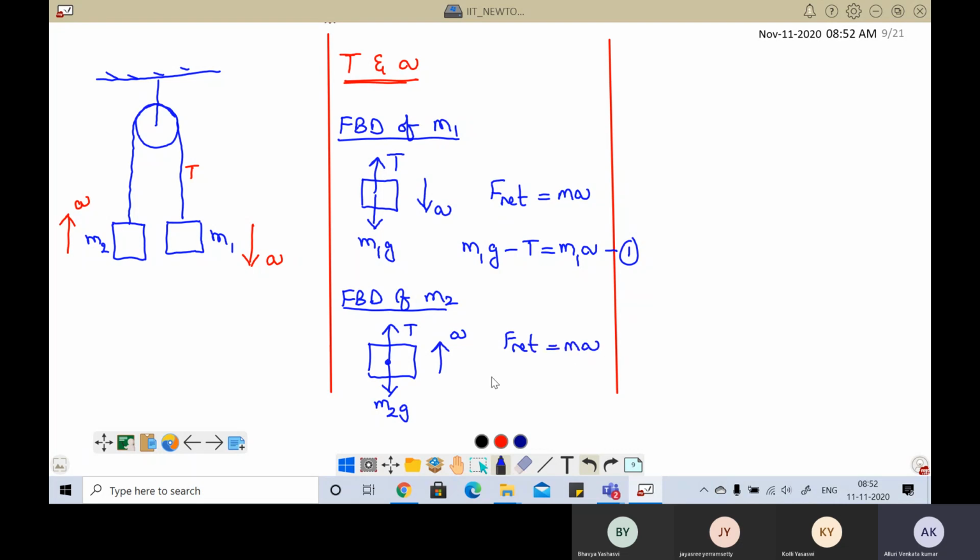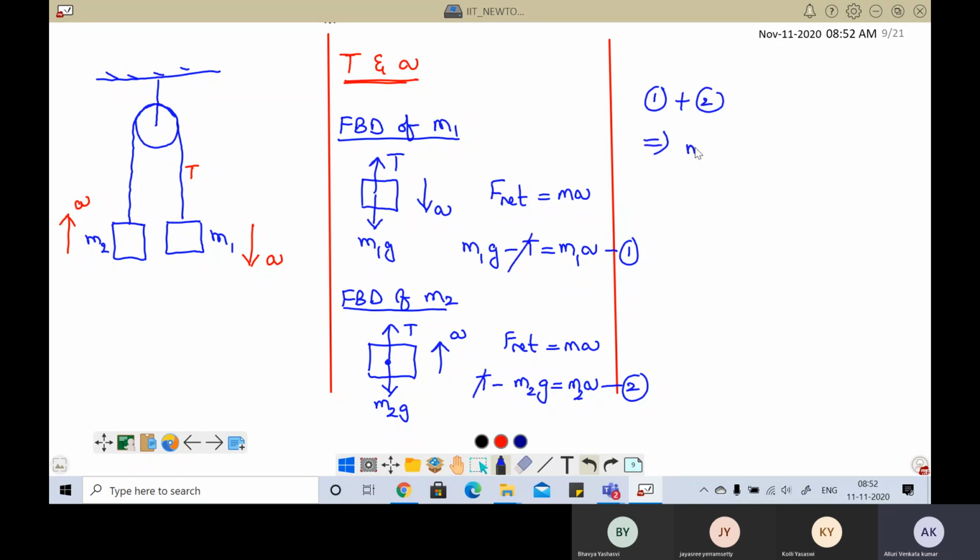Tell me. So it will be T minus M2G equals M2A. Correct. Now two equations are there. Now I want acceleration, so I'll eliminate T. So adding 1 and 2, on the left side, if we add, this T will get cancelled.